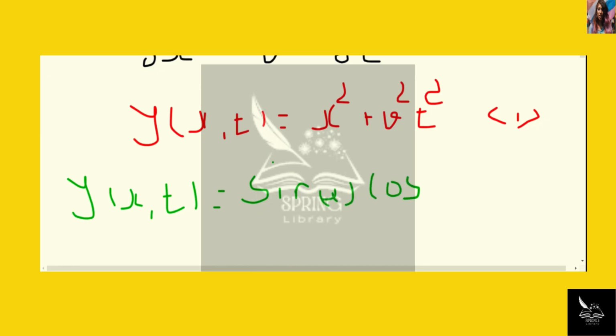Now, here the given data are y of x of t is equal to x square plus v square t square. Let's say equation 1. Also we have y of x of t is equal to sine of x times cos of vt for part C. Let's say equation number 2.